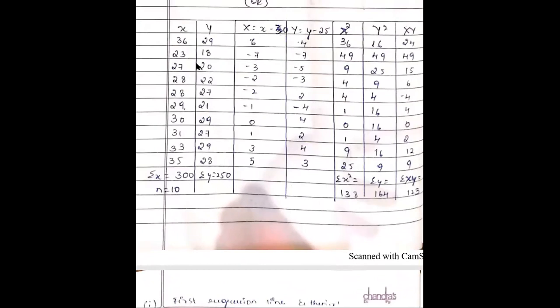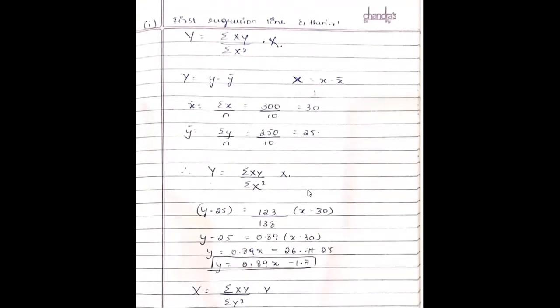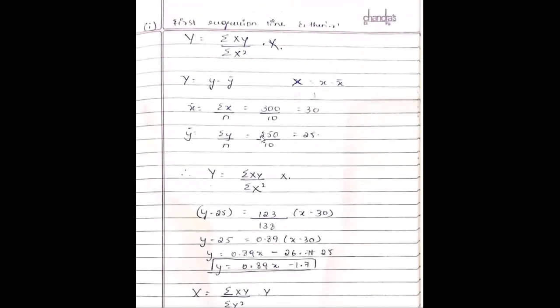x bar is summation x by n, and summation x is the addition of the first column, which is 300. Summation of y is 250, and n represents the number of values. You can just count it. It is 10. So come back and replace it here. x bar turns out to be 300 by 10, which is 30, and y bar is summation y by n, which is 250 by 10, which is 25. So we'll go and replace it back in capital X and capital Y.